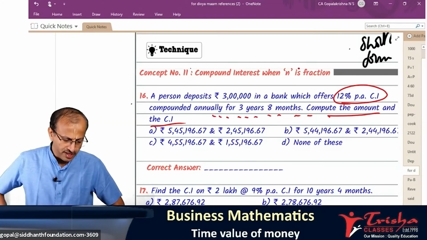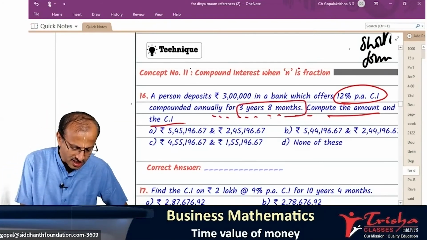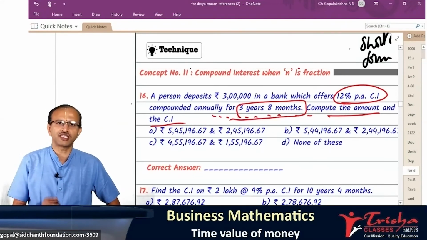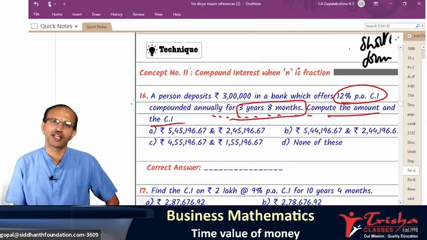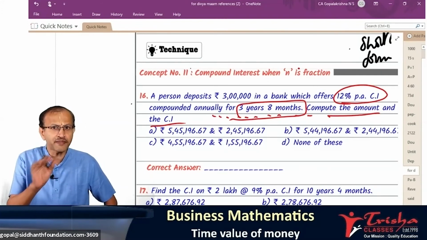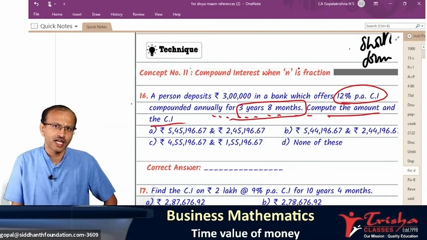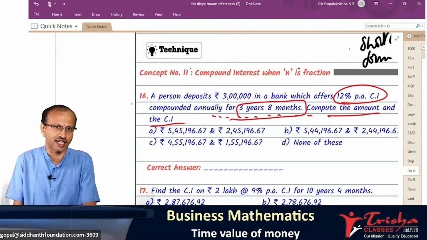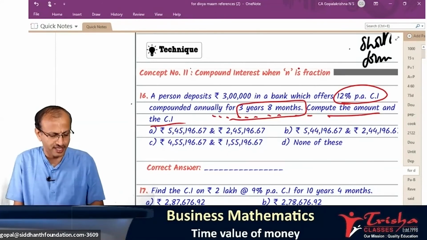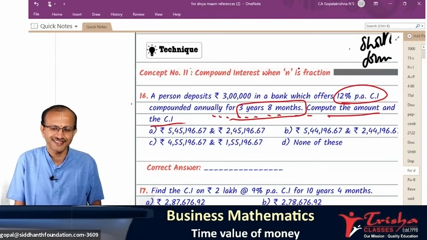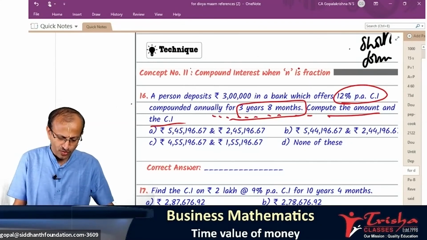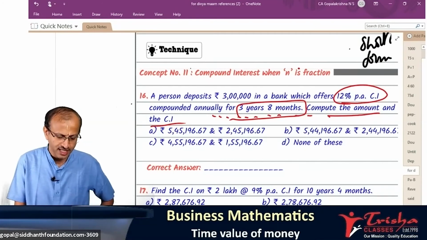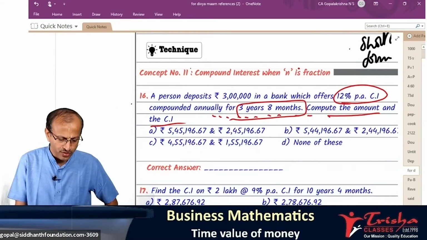Okay. So here please note n is 3 years 8 months. That is the problem. If it is 3 years, we wouldn't have a worry. Since you have 3 years and 8 months, how do you consider that 8 months? How do you compute it? I hope all of you understood the concern here. Shall we work out? Okay. So tell me P is 3 lakh. All of you write in your notebook. P 3 lakh, I 0.12, N 3 years 8 months. Amount and CI.